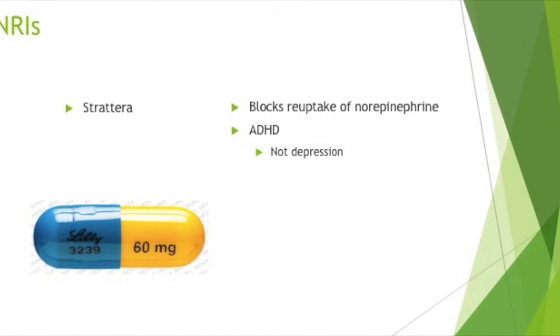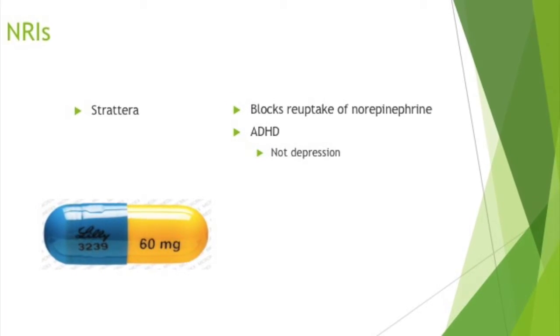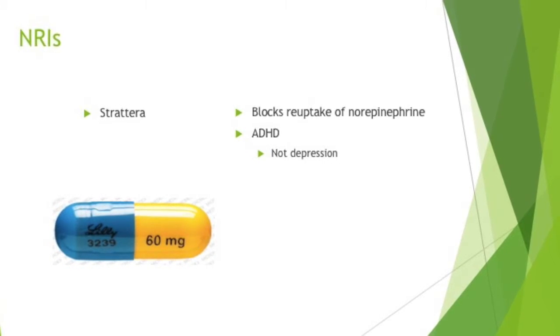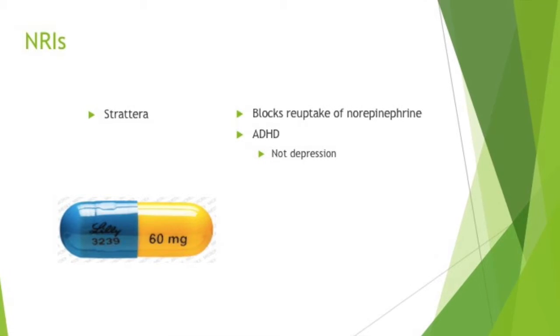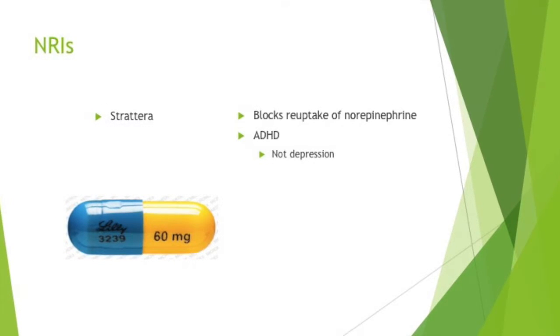The main NRI drug is Strattera. Although this is labeled as an antidepressant, as it blocks the reuptake of norepinephrine, it is not FDA approved to treat depression. It is actually sold to treat ADHD due to its ability to give energy boosts and decrease distractibility.